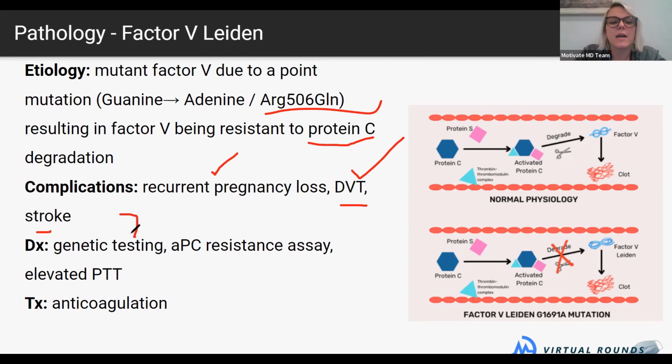We diagnose this by genetic testing, and we can do an activated protein C resistance assay, which tells us we have that mutant factor V, and we may have an elevated PTT as a result, so that intrinsic pathway. How do we treat this? We anticoagulate. We prevent the patient from becoming hypercoagulable, and prevent those complications, those increased risks of clotting. And over here we have the normal physiology, where we get activated protein C, which degrades factor V, and we get the breakdown of that clot. And here, if we have a mutant factor V Leiden, we don't get that degradation, basically, is what that's showing. A simple way of saying that.